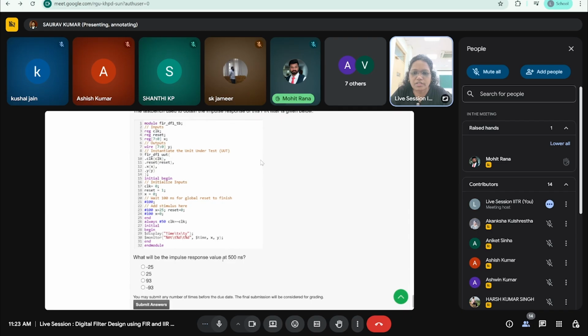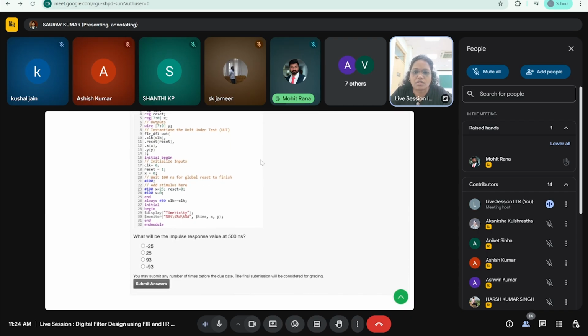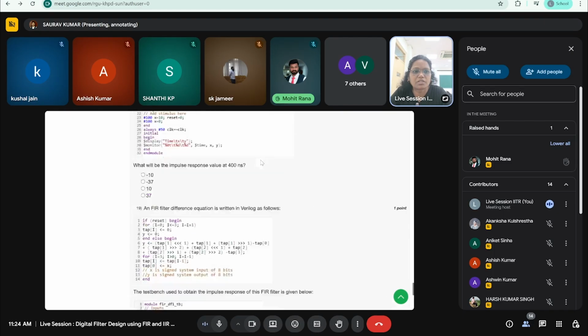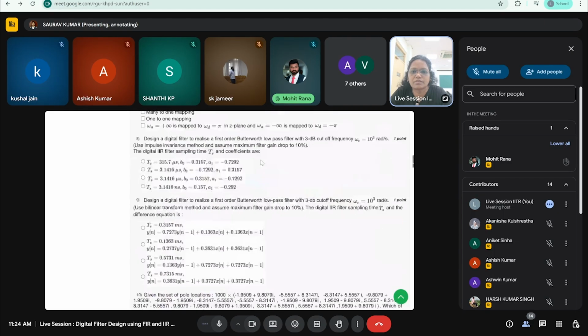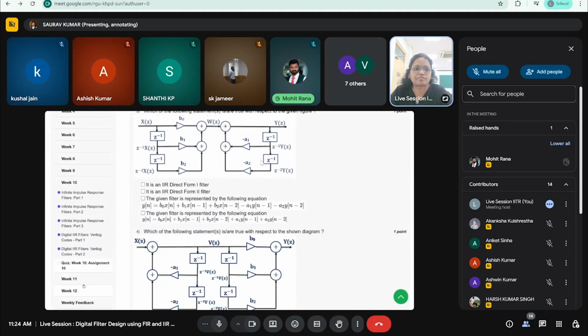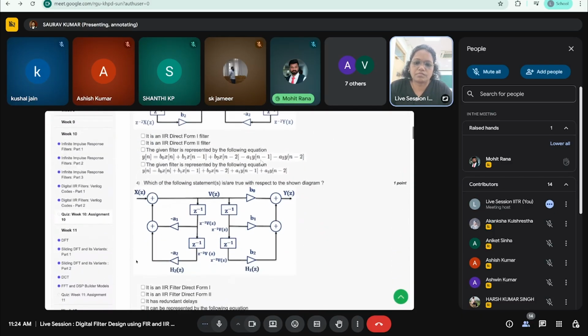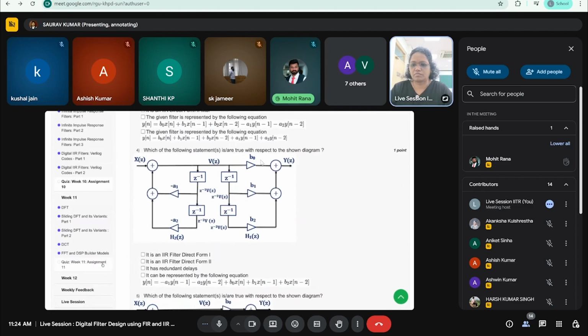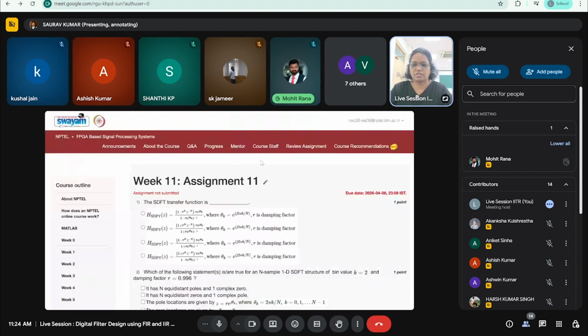Then the coefficient, similar at 500 nanoseconds. What's the output? So these are the questions in assignment 10. Assignment 10, right? Yeah, assignment 10. So that is week 10.